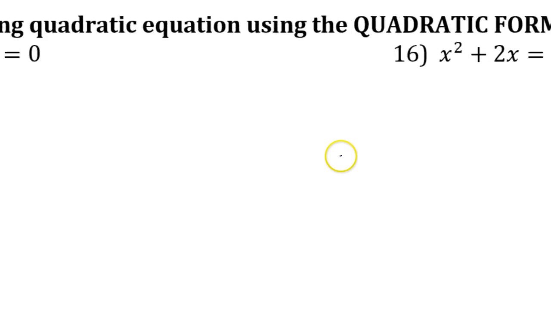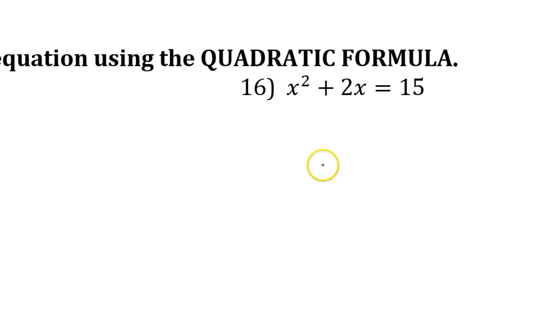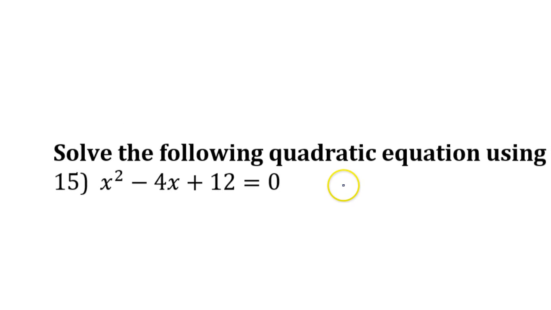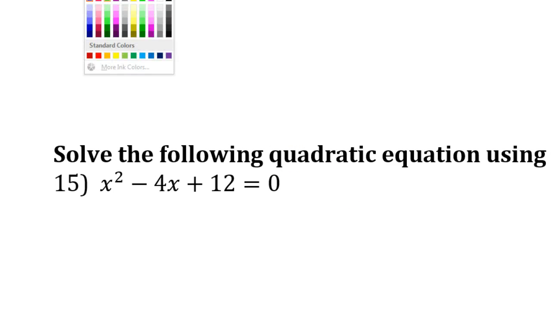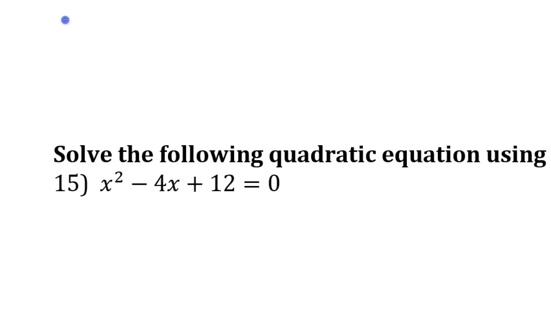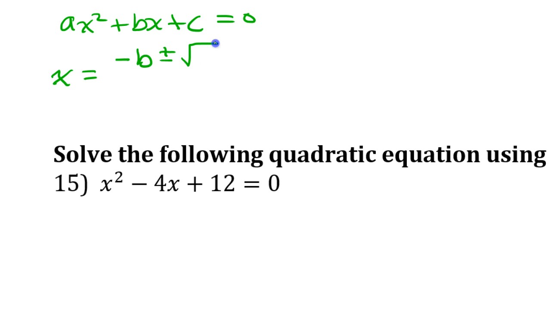Okay. The last two problems are involving the quadratic formula. So for starters, let's make sure we all remember the quadratic formula. And it goes, when you have a quadratic equation in the form ax squared plus bx plus c equals 0, the solutions will be opposite of b plus or minus square root b squared minus 4ac all over 2a.